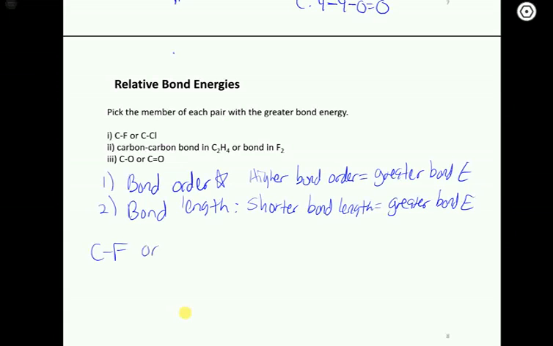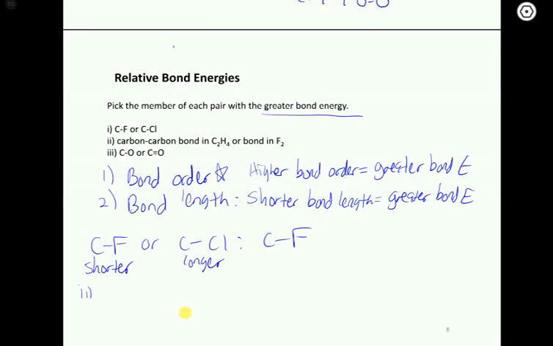So if we have CF or CCl, remember that we have the bond distance. So the bond order is the same. These are both single bonds, and the bond length depends on the atomic radii that are involved. So both of these have carbon, and if we think about periodic trends, chlorine is bigger than fluorine, so this is going to be the longer bond of the two, and CF is going to be shorter. Okay, so because chlorine is larger than fluorine, there's going to be a longer distance between those nuclei in CCl. So if we're trying to pick the greater bond energy, we wanted the shorter of the two, so CF is going to have a greater bond energy because it's a shorter bond.